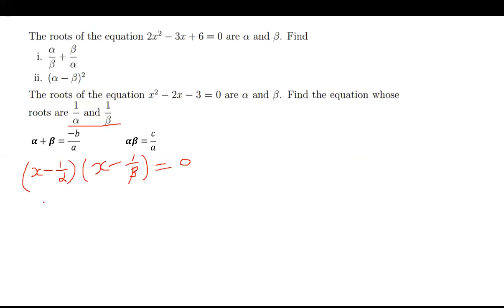You multiply x times x there, you get x squared. X times negative 1 over beta, you get negative 1 over beta, and then there's an x outside. Negative 1 over alpha times x, you get negative 1 over alpha x. Negative 1 over alpha times negative 1 over beta, you get positive 1 over alpha beta. This is equal to 0.